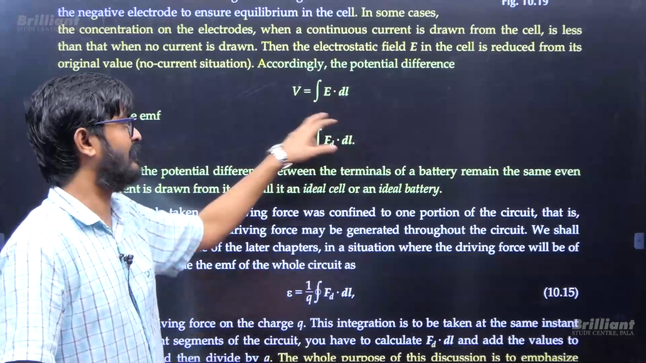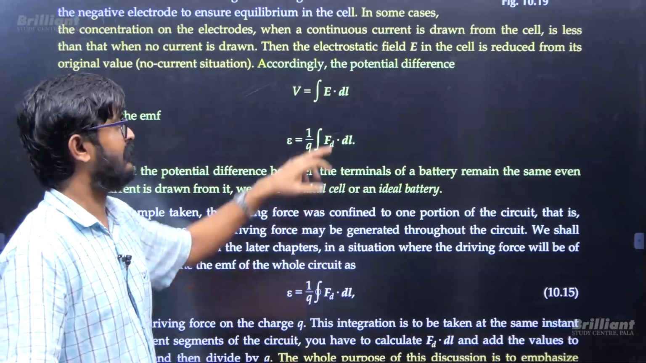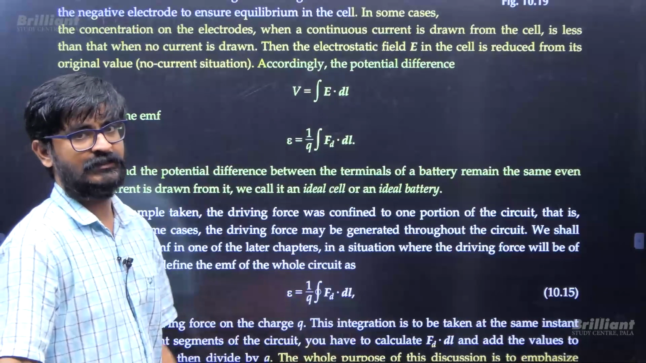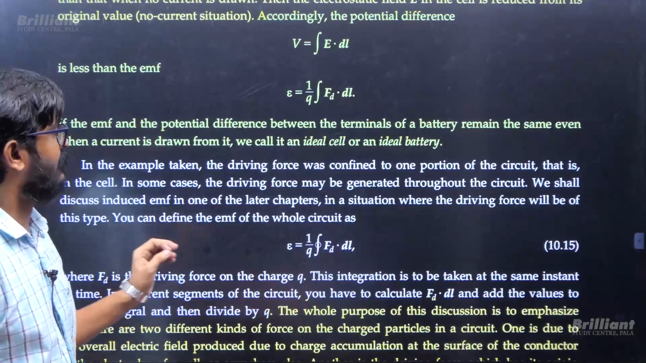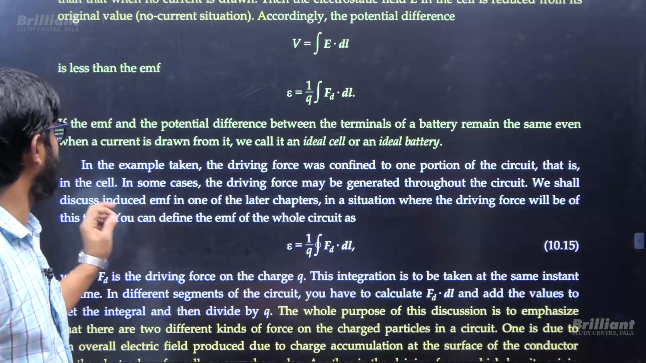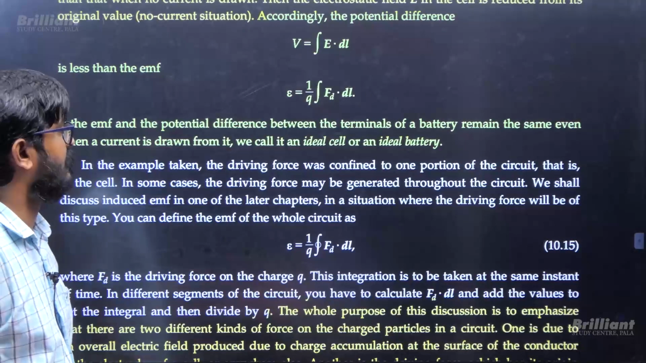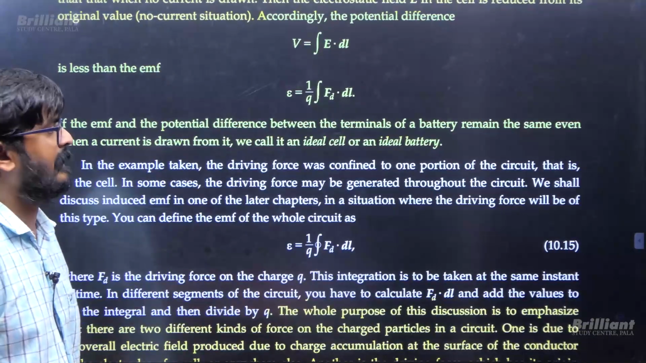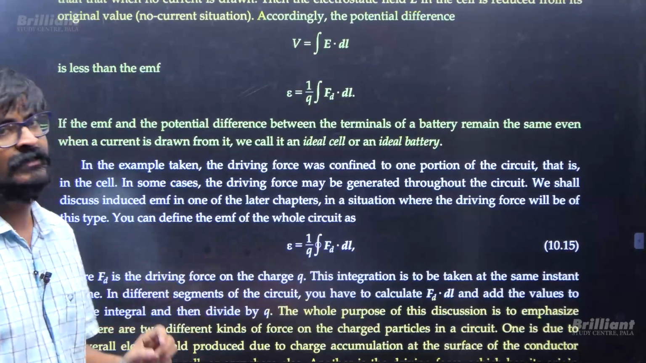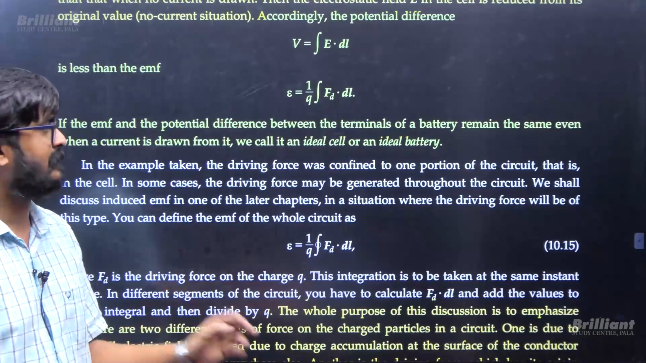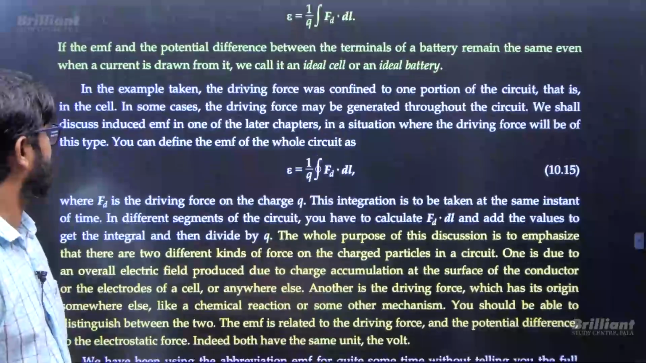In fact, this is coming because of the chemical nature, and this is coming because of the charges getting accumulated. If the EMF and the potential difference between the terminals of the battery remain the same, even when current is drawn from it, we call it an ideal cell or ideal battery. If the EMF and potential difference are the same across the battery even when the current is flowing, we call that an ideal battery, which we already know.